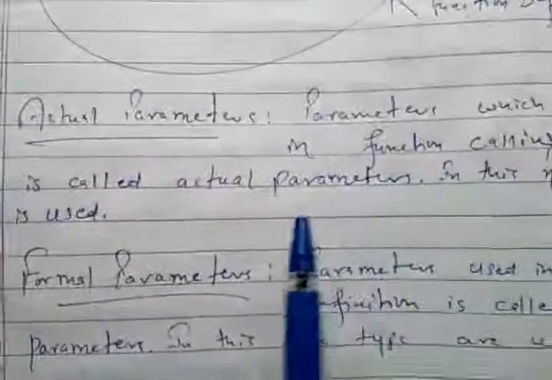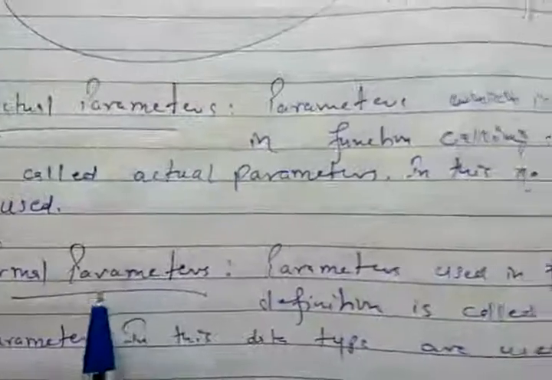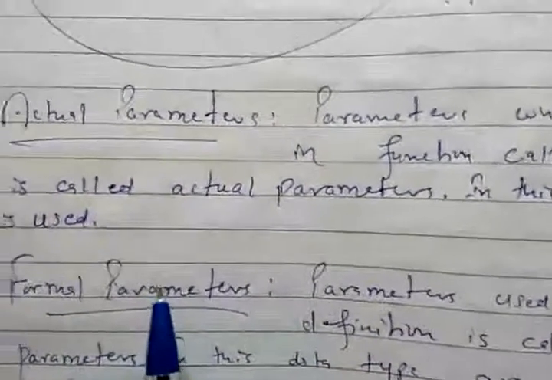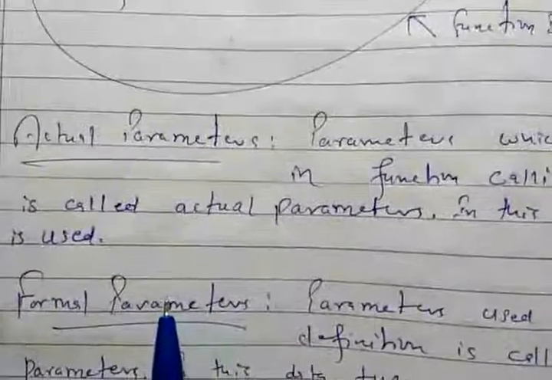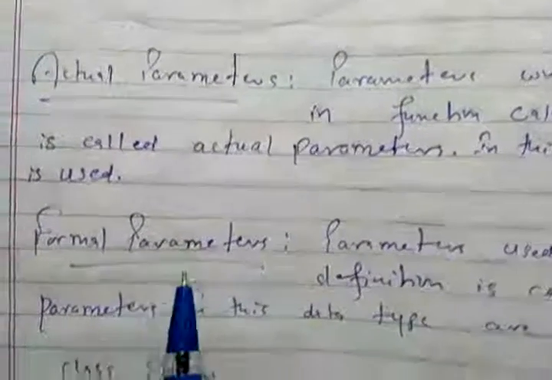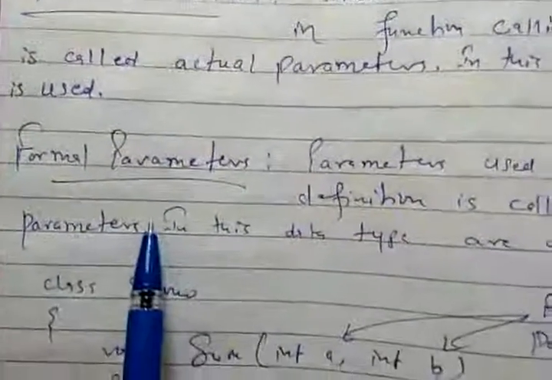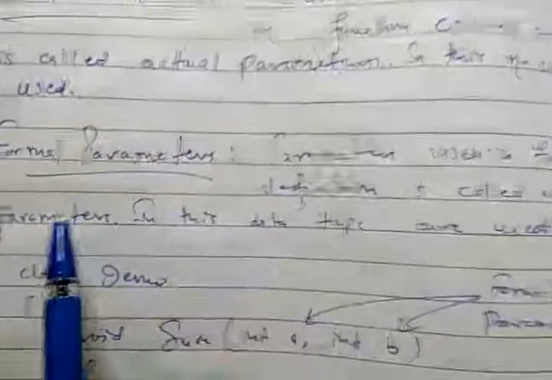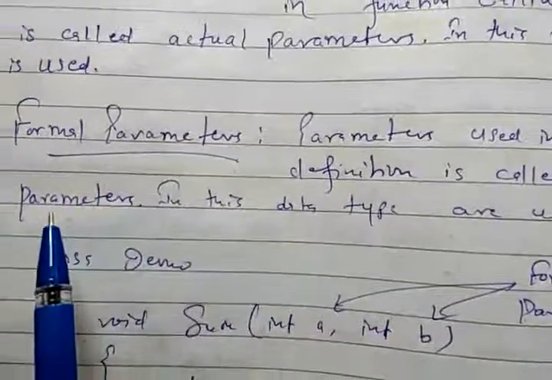Now the next topic is actual parameters. The parameters used in a function calling or function invoking statement are called actual parameters. In these no data type is used. And the formal parameters are the parameters used in the function definition. In these data types are used.